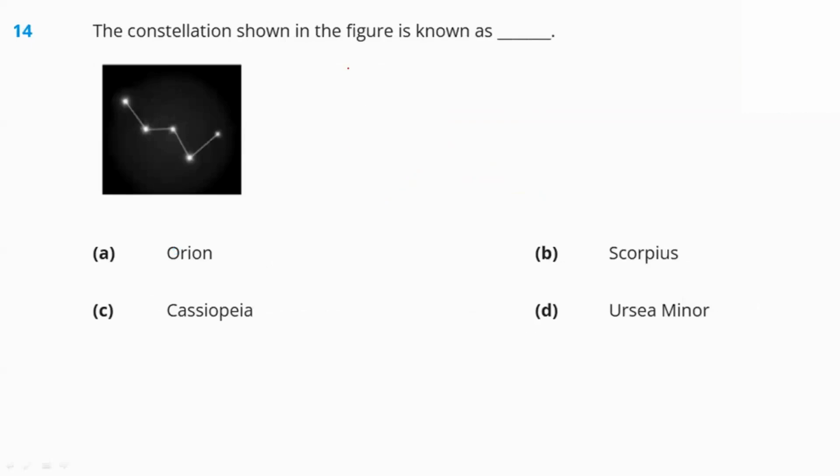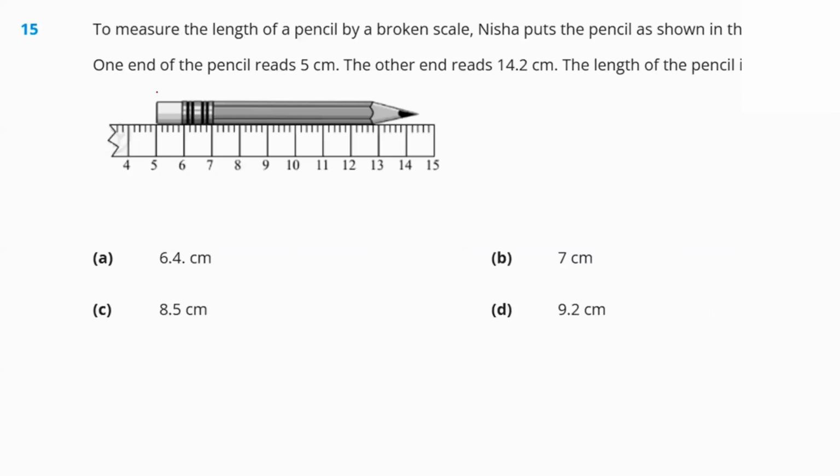Next, the constellation shown in the figure is which one? It is Cassiopeia. This figure represents the constellation called Cassiopeia. Next question. To measure the length of a pencil with a broken scale, Nisha puts the pencil as shown in the figure. One end of the pencil reads 5 centimeter. So we will consider 5 as the 0 mark over here. And the other end reads 14.2. So what is the length of the pencil?